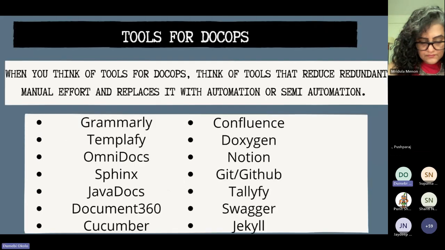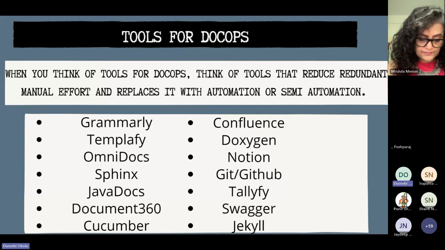So, tools for DocOps are finally here. I purposely put this first line here: when you think of tools for DocOps, think of tools that reduce redundant manual effort and replace it with automation or semi-automation. Why I put this here is that whenever I talk about DocOps, people are expecting something from start to finish. There might actually be things that do start to finish, but I don't think they are, because if something is start to finish, then it removes the human effort. And when there's no human effort in documentation or doc writing, it becomes more mechanical and robotic. So think of DocOps as anything that fosters automation, anything that reduces actual human effort.